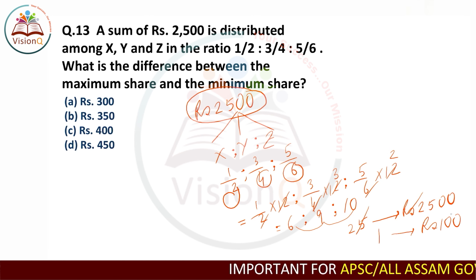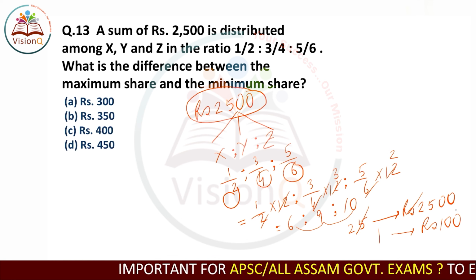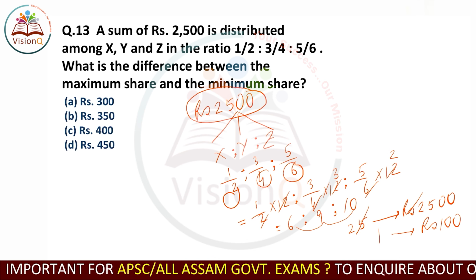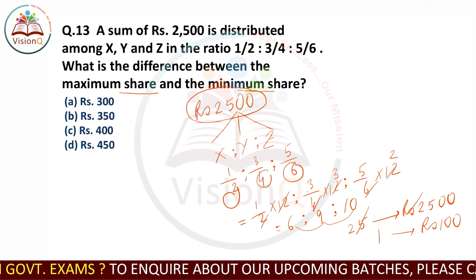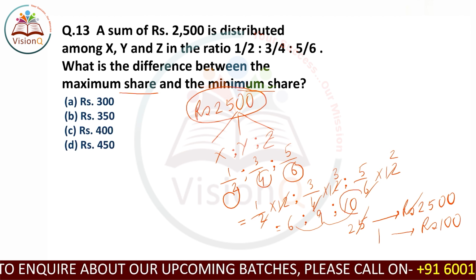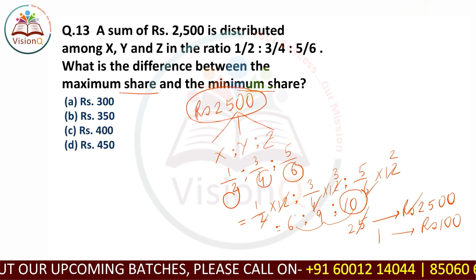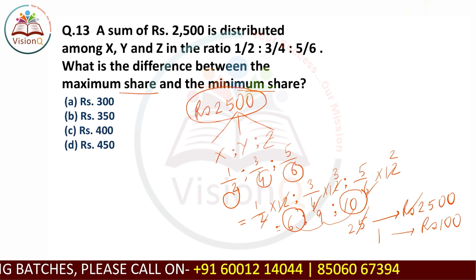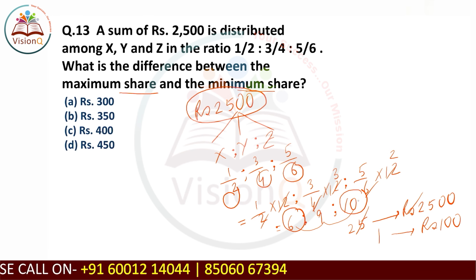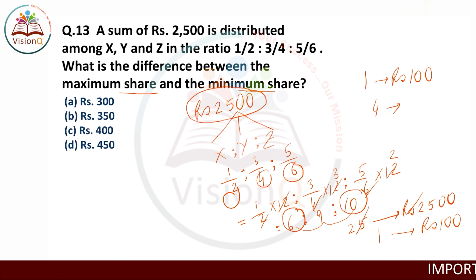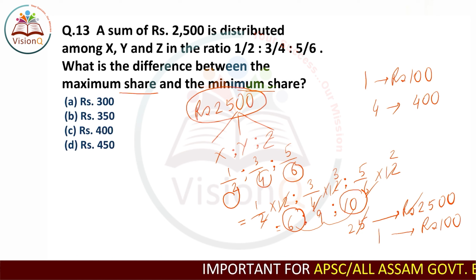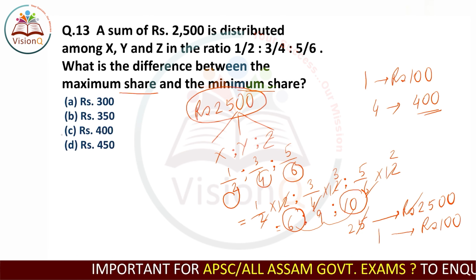And after finding 1, you just need to see what it is asked to find out. It is asked to find what? The difference between maximum share and the minimum share. Maximum share is 10 as per ratio. Minimum share is 6 as per ratio. So difference of 10 and 6 is 4. So if 1 represents 100 rupees, it is asked to find what 4 represents. So 4 represents 4 into 100, which is rupees 400. The right answer is option number C.